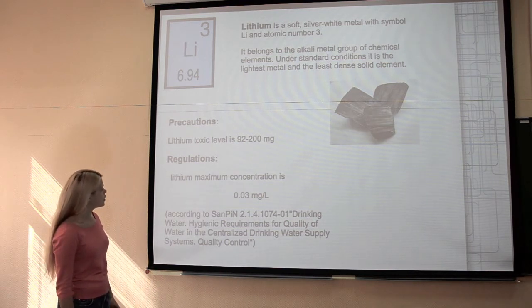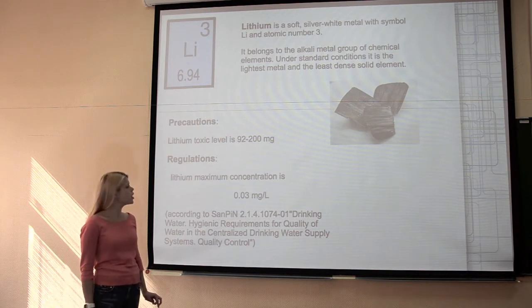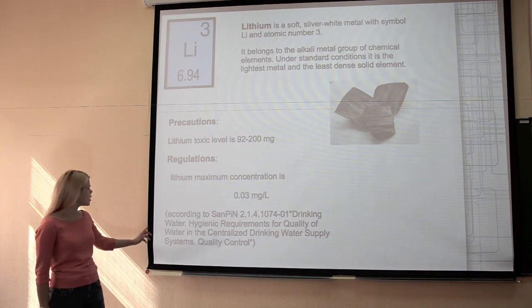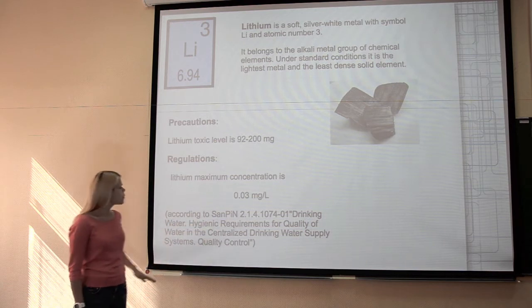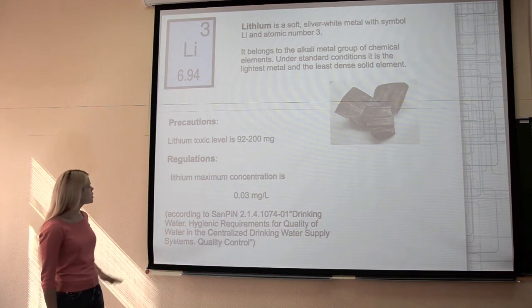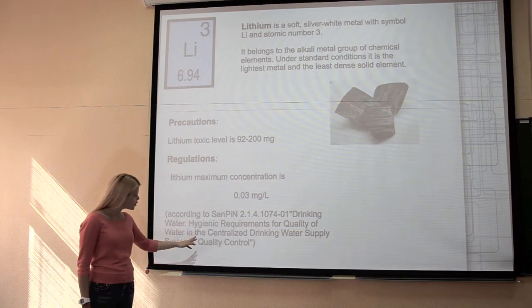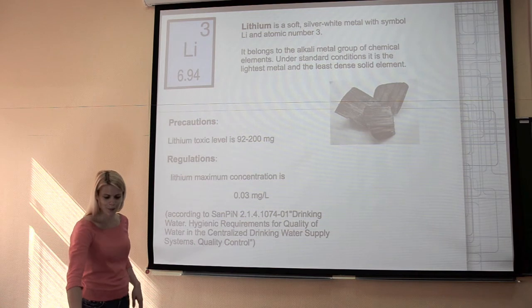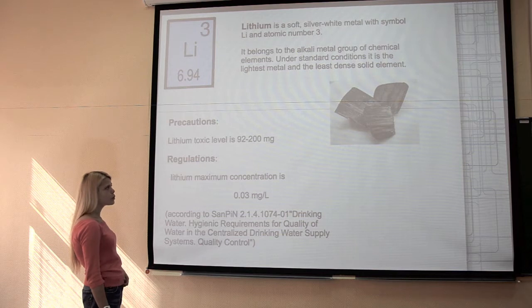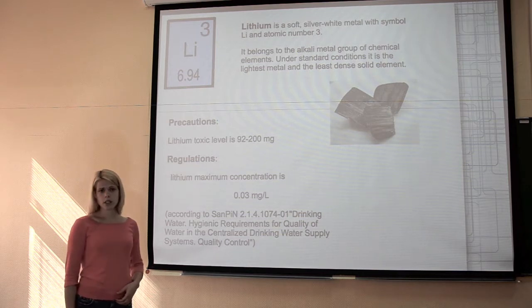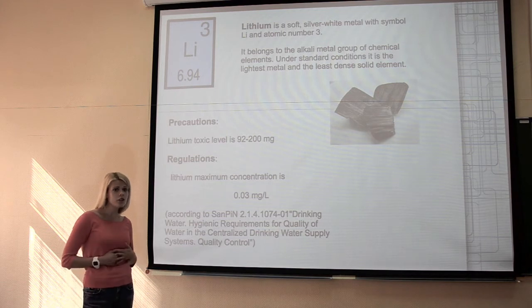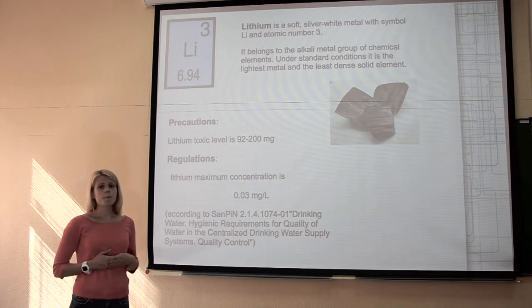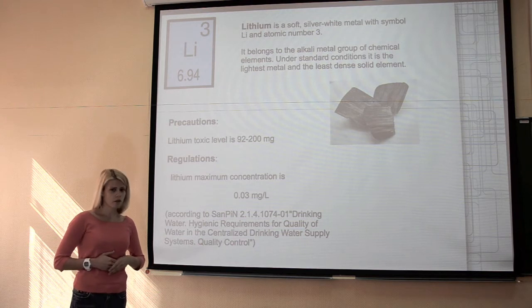Sometimes the concentration of lithium ions exceeds the limit set by rules and regulations, such as the Russian standard, which is 0.03 milligrams per liter. Multiple excess of lithium ions was noticed in Novgorod region, Altai Krai, and in some parts of Moscow region as well.